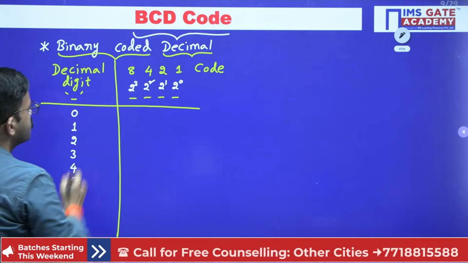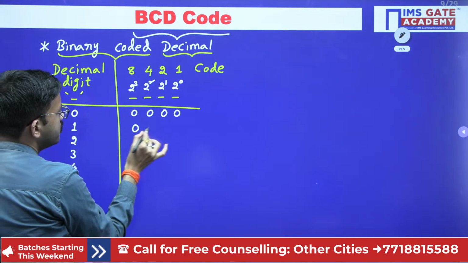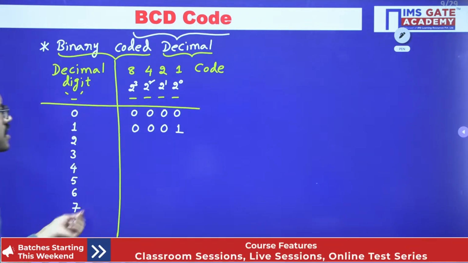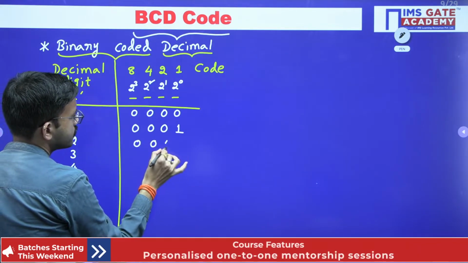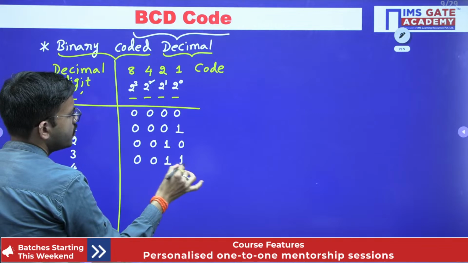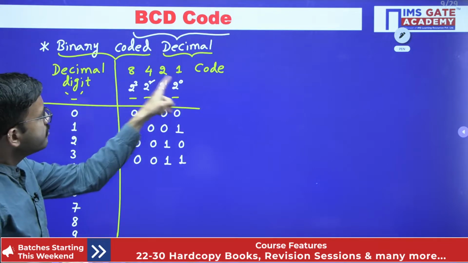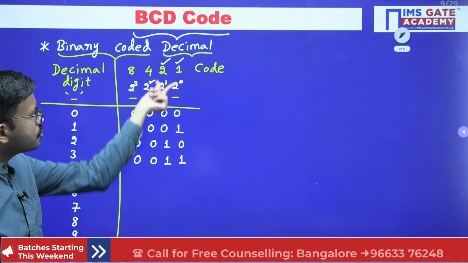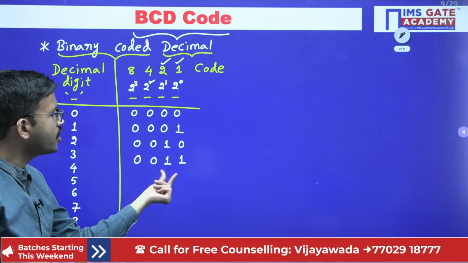So 0 is four zeros, 1 is 0001. I hope all of you are familiar with representing decimal digits in the corresponding binary. 2 is 0010 and 3 is 0011. If you are not comfortable, it is very simple. Here you have 3. By adding which positional weights will you get 3? 2 and 1. So for those bits, you have to consider 1. That's all.